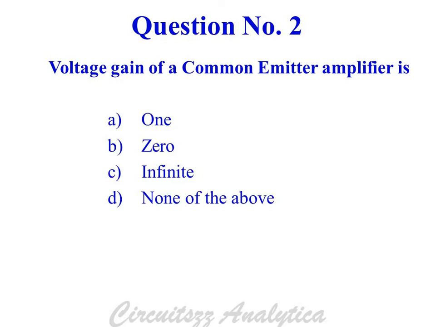Voltage gain of a common emitter amplifier is none of the above. Voltage gain of an emitter follower is unity, and it does not make any sense for the other two options, 0 and infinite. So, the answer is none of the above.